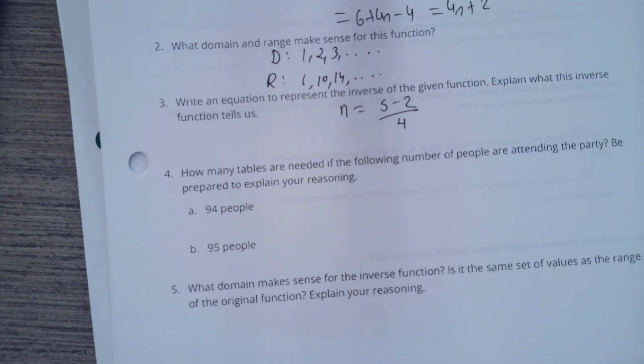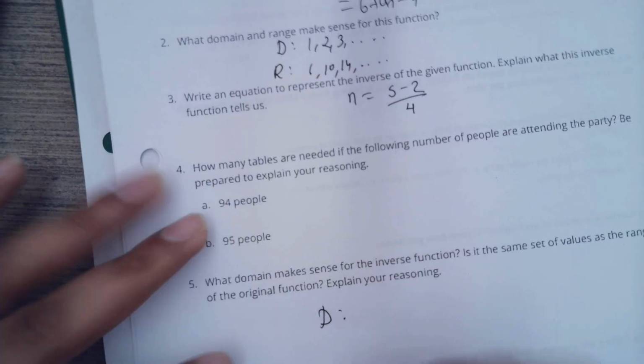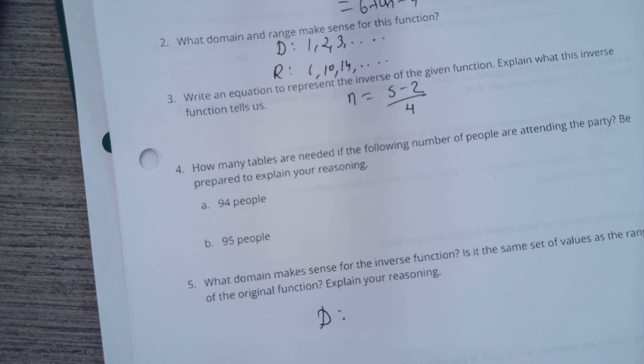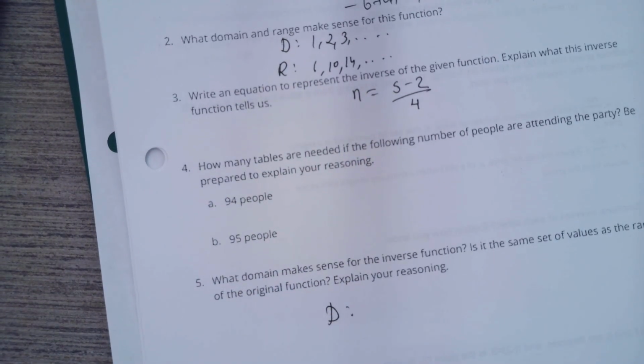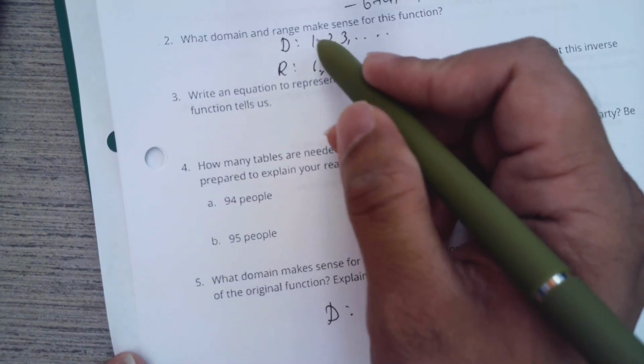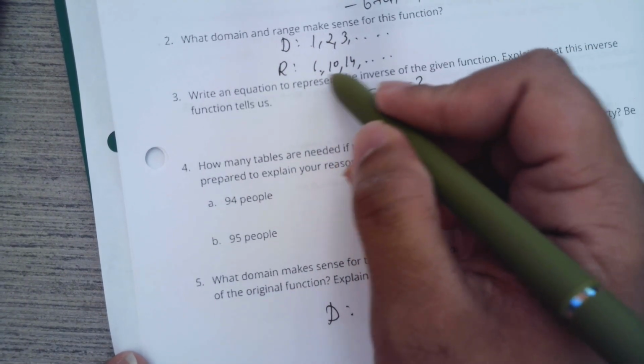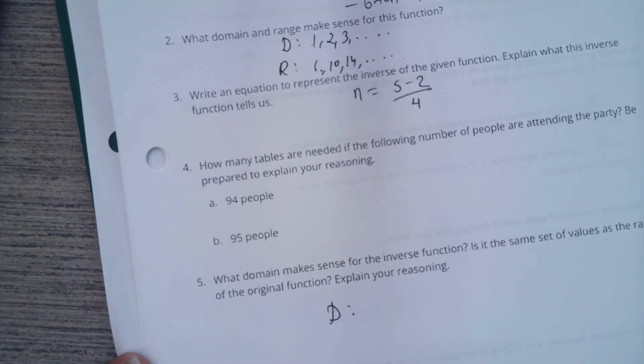Now, seats. When you talk about this, right now your domain has been changed. Now your domain is s, because that's what you're plugging in, right? For the inverse function, s has no limitations. Here, your range had limitations because you're plugging in integers and you are only getting those numbers, 6, 10, 14, and so on.